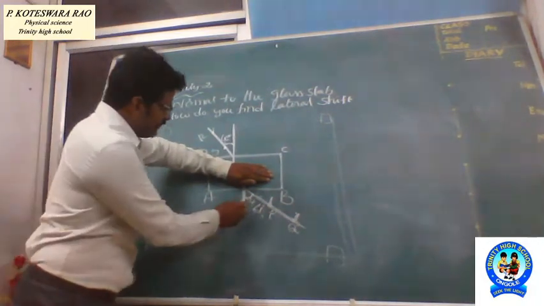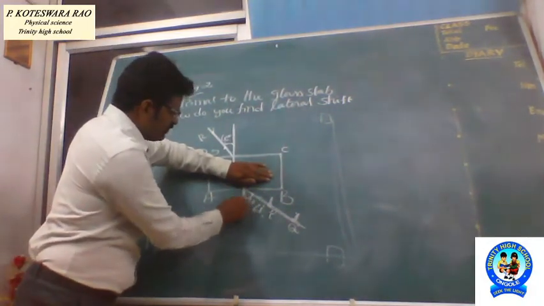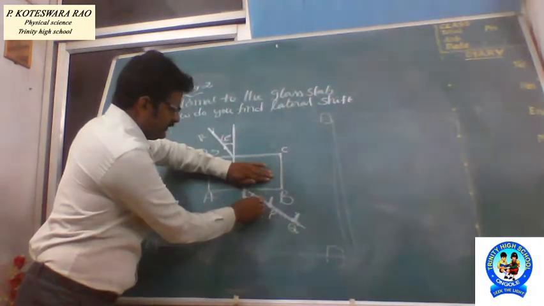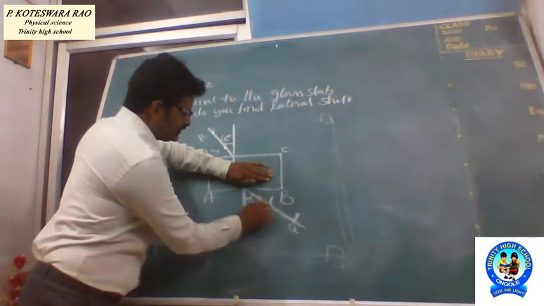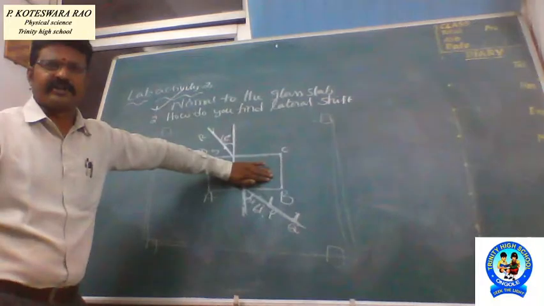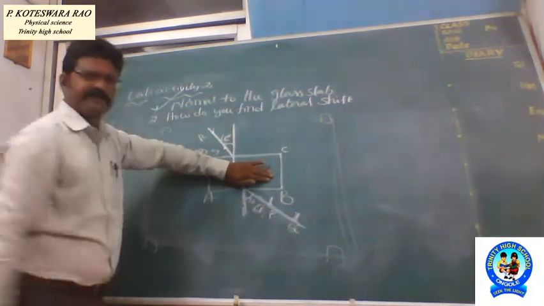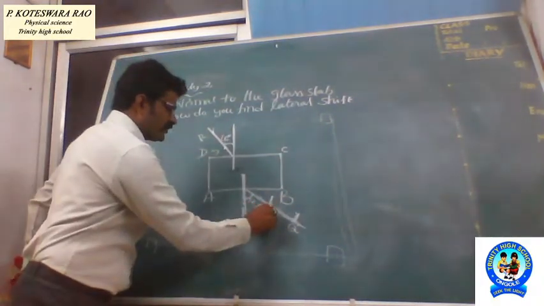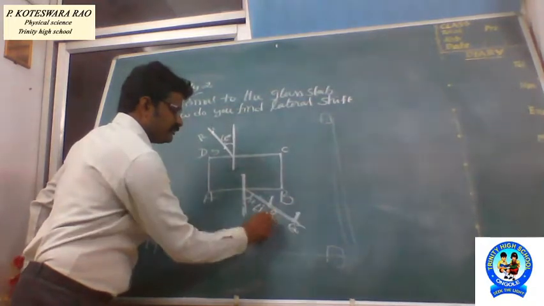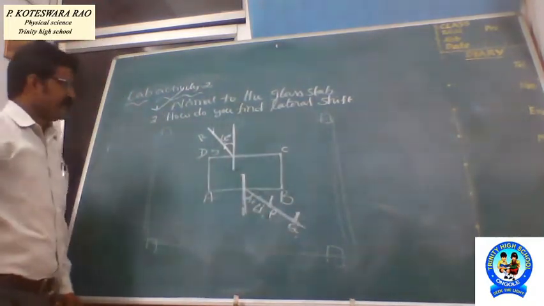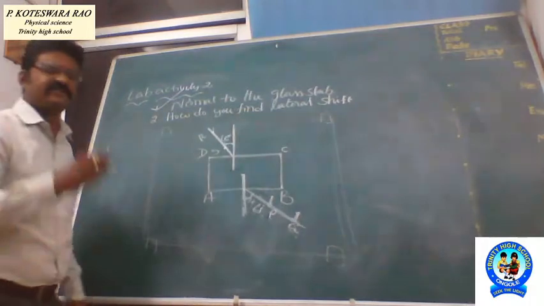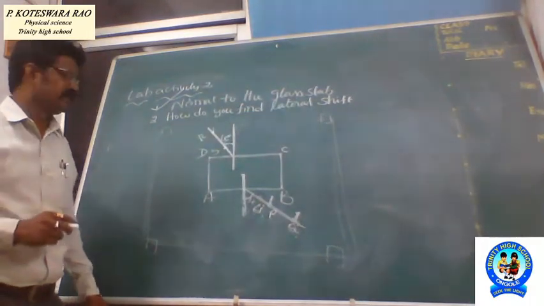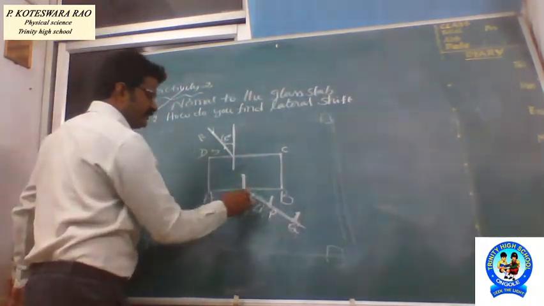Then with the help of a protractor, from the normal we want to draw one incident ray at a 30 degree angle. On that incident ray we want to fix 2 pins at P and Q. At P and Q, how many pins did we insert? 2 pins inserted.